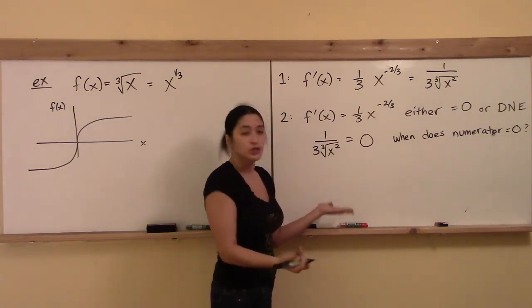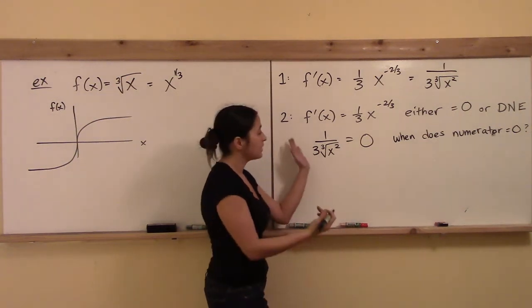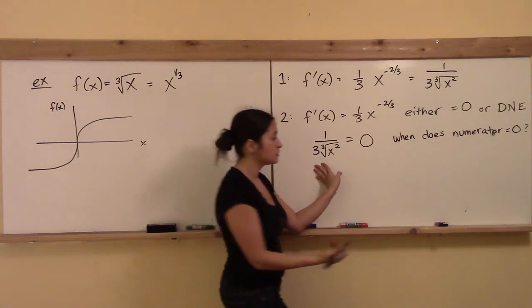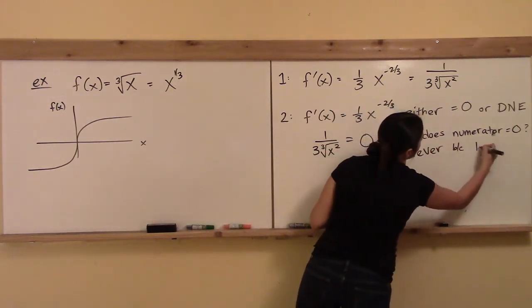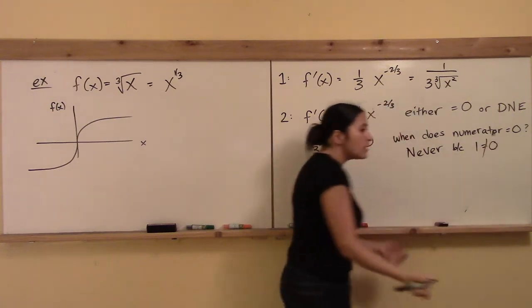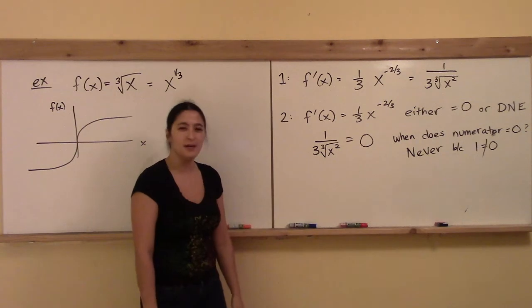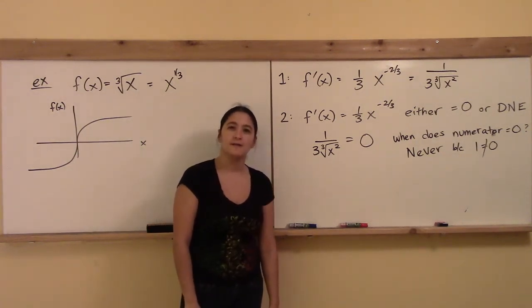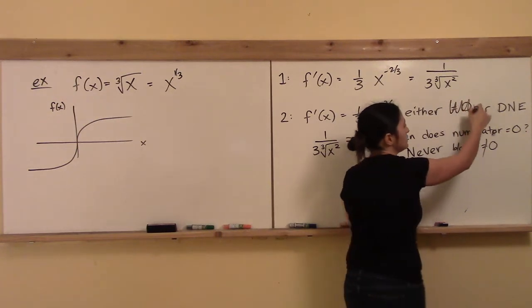If you graph it, you'll see that it has no x-intercepts, which is the same thing as saying that the output of this function will never be equal to 0. So the answer is never. Why? Because the numerator 1 does not equal 0 for any values of x. Okay? So does that mean there's no critical points? No, it just means that there's no critical points in the sense of equaling 0.